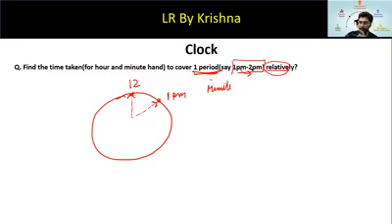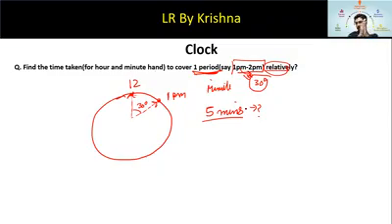So how many degrees do they want to cover relatively? 30 degrees, correct? They want to cover 30 degrees relatively. So what should the answer be? Should the answer be 5 minutes? Why? Because look at my hand. The clock is here at 12 p.m. The minute hand is here at 12 p.m.